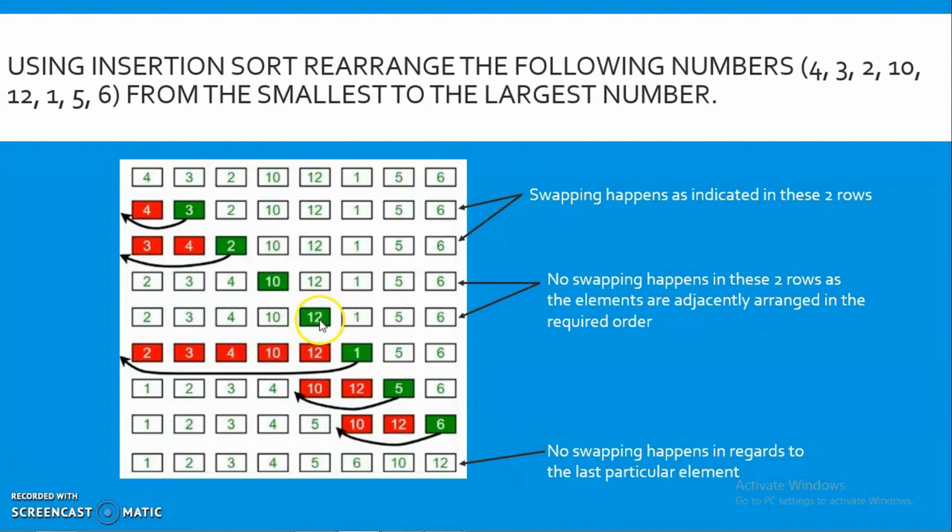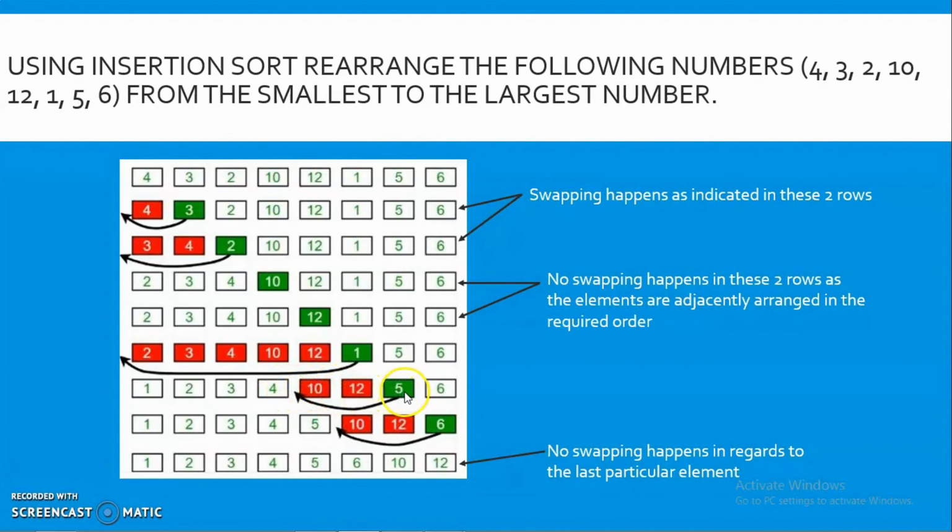Move to the 5th element, 12 and 10, they are also in the order they should be, so no swapping happens. We then come to the 5th element. 1 is smaller. We should then insert it at the position it should be, which is at the beginning. That individual swap marks the end of that row. We then come to the element that follows, which is 5. 5 should be inserted between 4 and 10.